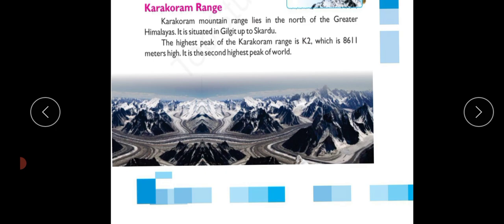It means that the highest peak of Karakoram is K2, which is 8,611 meters high, and it is also called the king of mountains. K2 को king of mountains भी कहा जाता है, and it is also named as Godwin Austen. इसको माउंट गॉडविन ऑस्टिन भी कहते हैं because Henry Godwin Austen was the early explorer of this area.